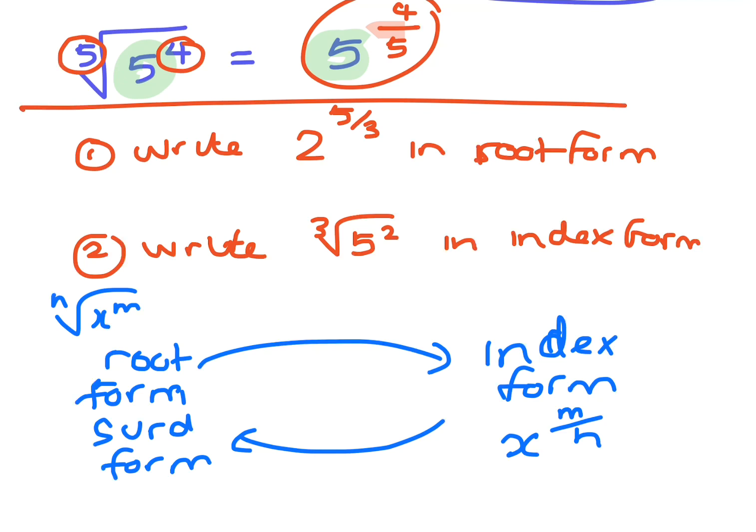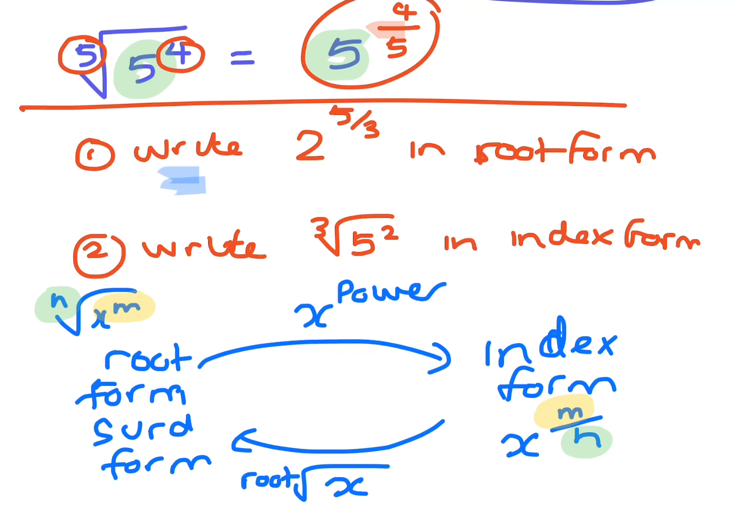So basically, when you do this, one needs to be x to a power, and this one needs to be x with a root. And what happens here is the number at the front is what will go on the bottom of your fraction, and the number on top of the power will stay on the power. What's on top stays on top. Okay, so let's just answer these two questions. Write that one in root form.